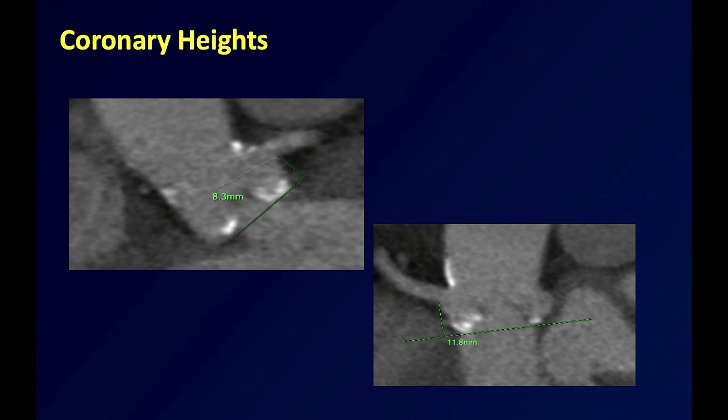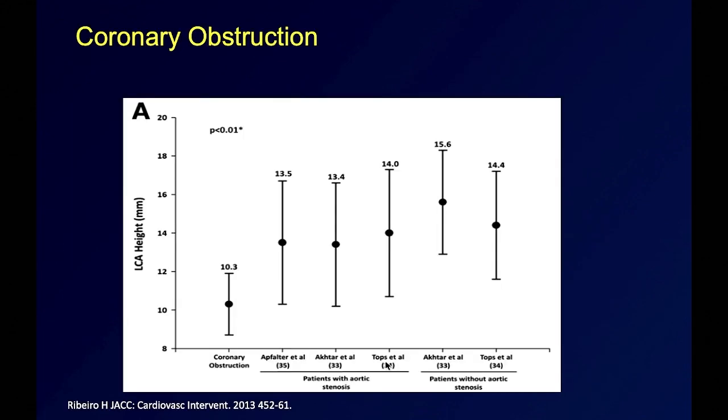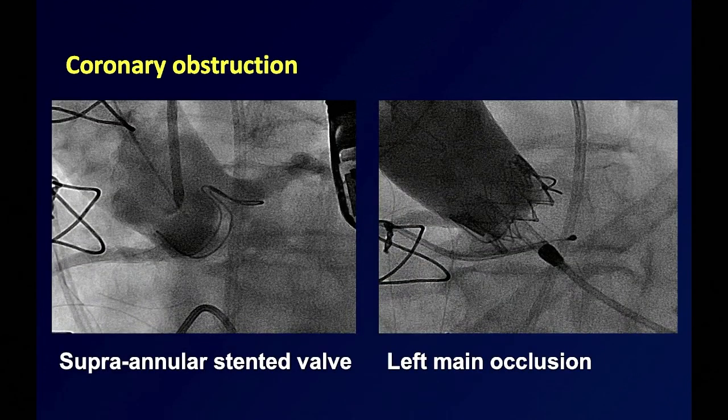You can measure the leaflet height and see what happens, and you can think about that. Coronary obstruction can be deadly. If you have a coronary obstruction like this, the patient is not going to last that long. Immediately you need to open it up. This is a valve-in-valve procedure we were trying to do, and immediately coronary obstruction.